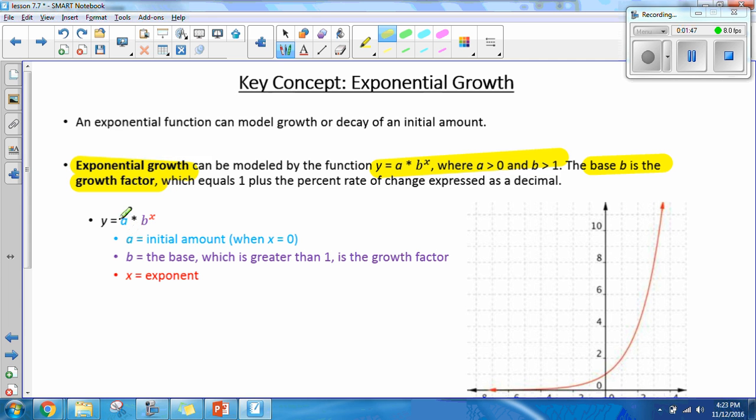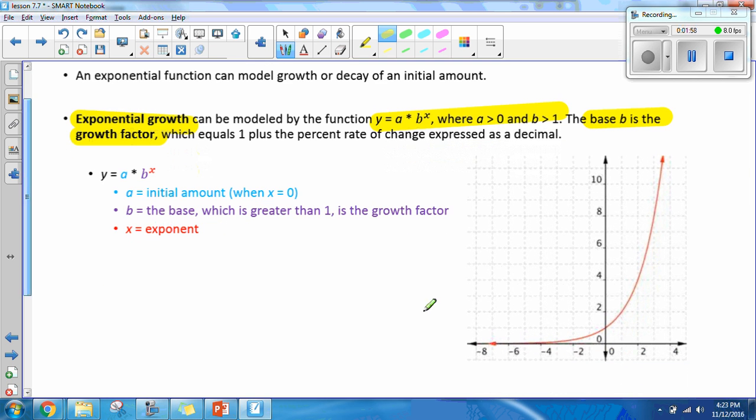So a is the initial amount, the beginning amount, when x is equal to 0. b is the base, which is greater than 1. b is the growth factor, and x is our exponent. Here's a sample of a graph of exponential growth.